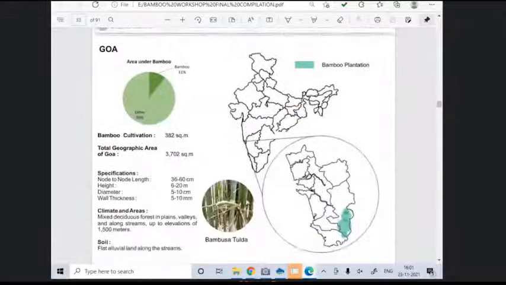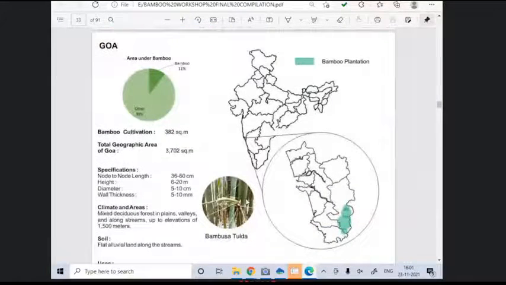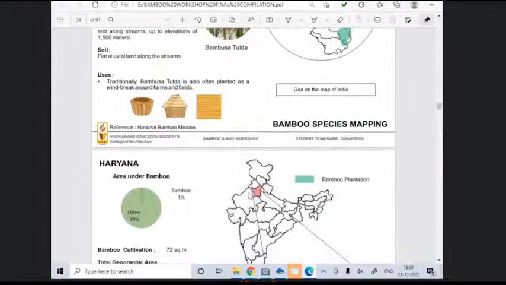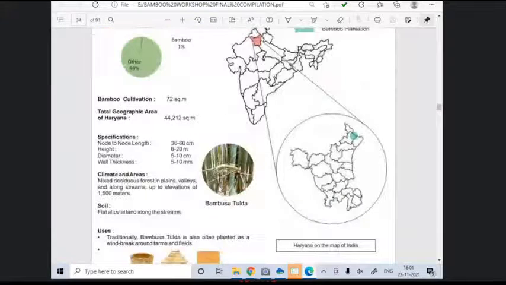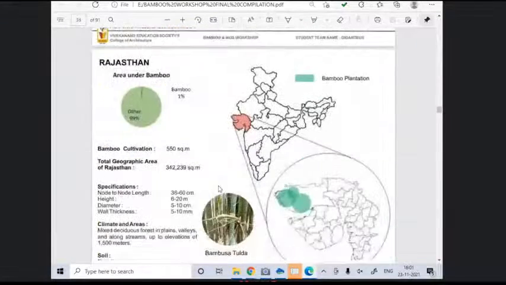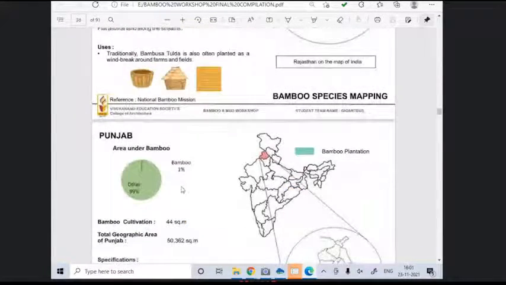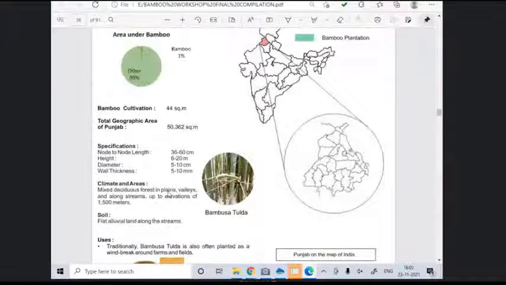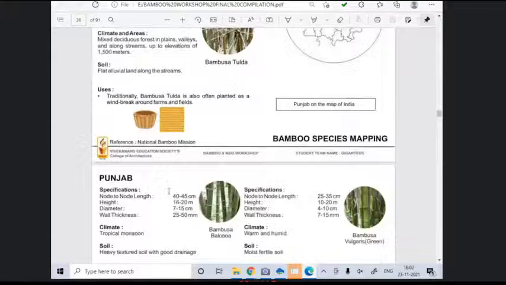So, the state of Goa, being a small region of 3,700 square meters, still has 382 square meters of bamboo plantation, which accounts for 11% of its land, as compared to other states that have less than 1% of bamboo plantation. States like Haryana, Rajasthan, and the upper states have less than 1% of plantation despite having suitable conditions for growing bamboo.